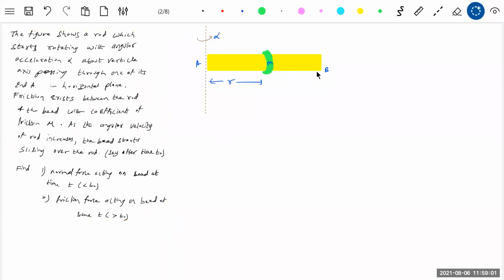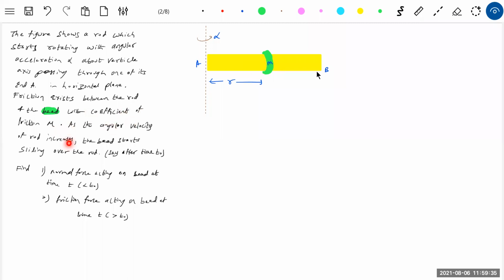The diagram shows a rod which starts rotating with angular acceleration alpha about a vertical axis. Starts rotating means it will accelerate from rest, about a vertical axis passing through one of its ends, A. This is a vertical axis in the horizontal plane. Friction exists between the rod and the bead. This is the bead, the green color is the bead, with the coefficient of friction mu.